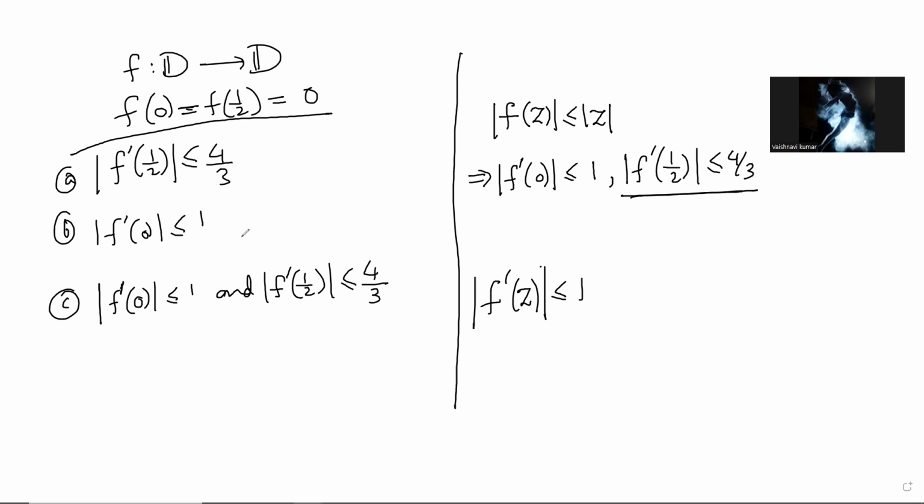Okay, like how from here are you concluding f dash of 1 by 2 is less than or equal to 4 by 3? No, because I'm concluding this, and that you should try to prove. That I'm not proving. That is easy. That comes from Cauchy's theorem.